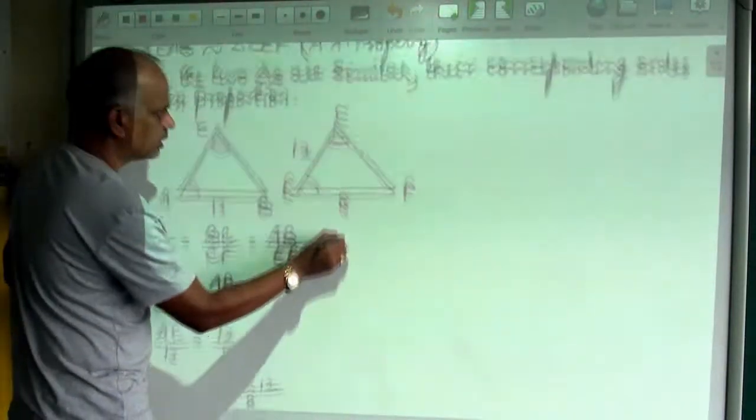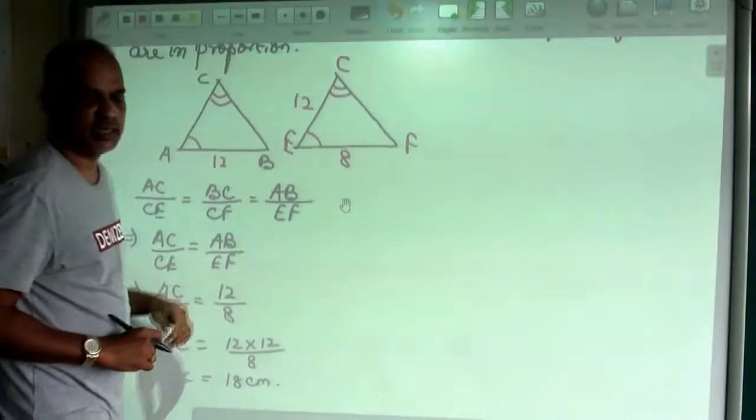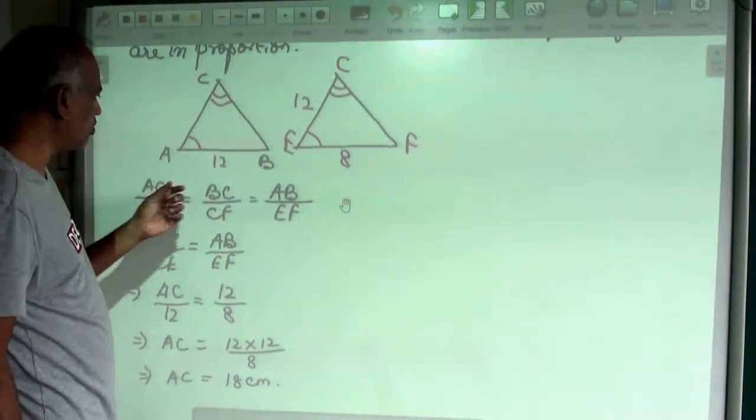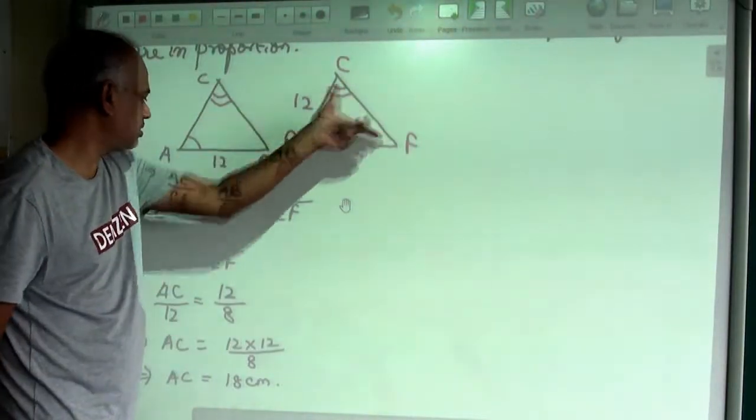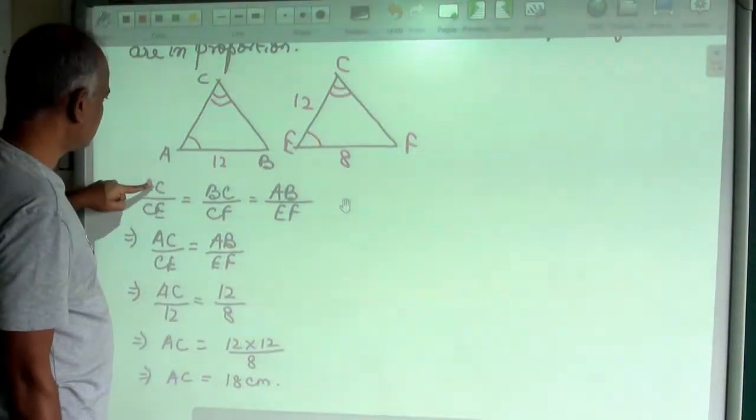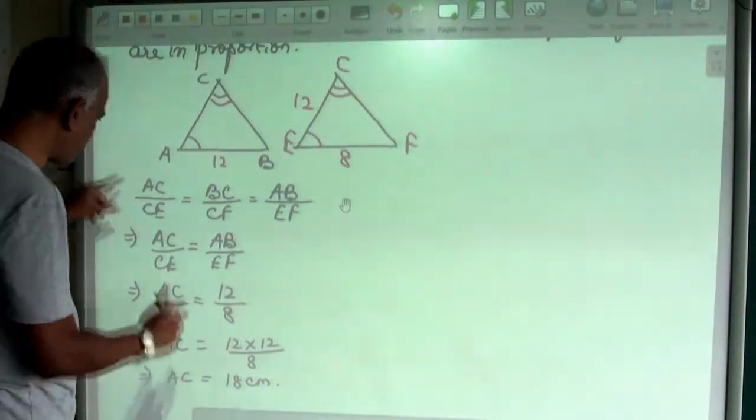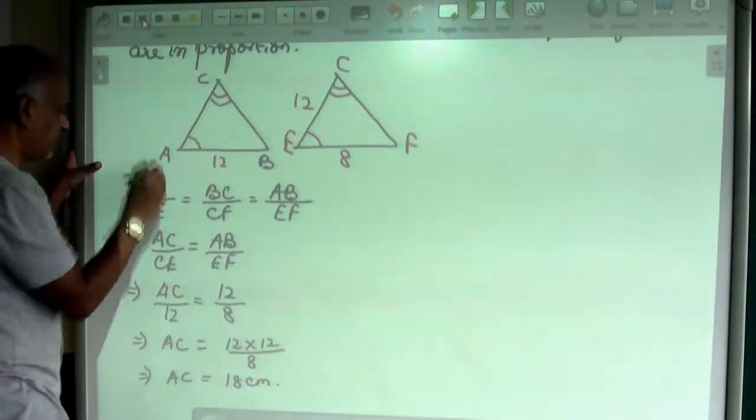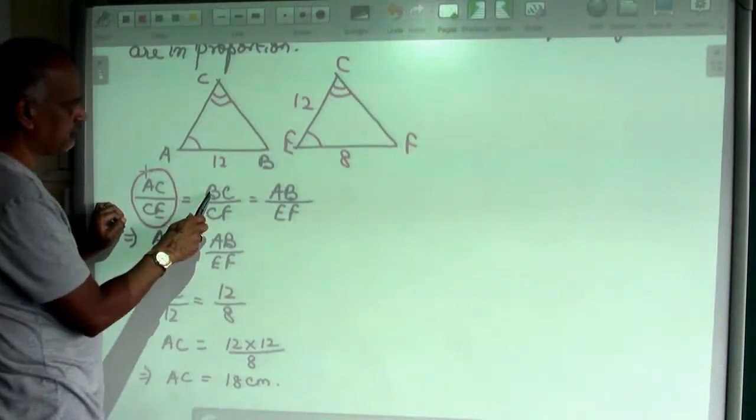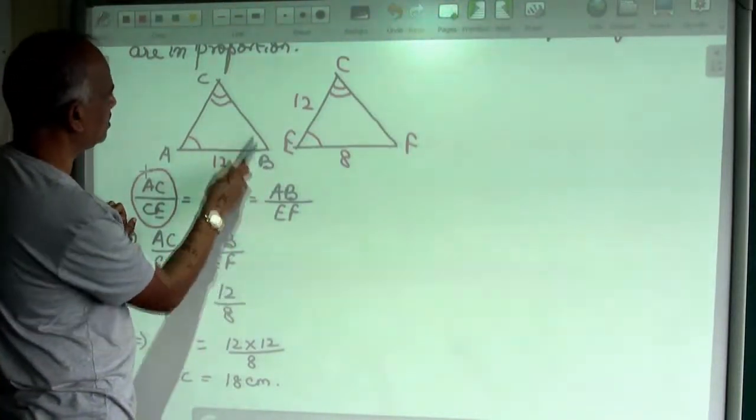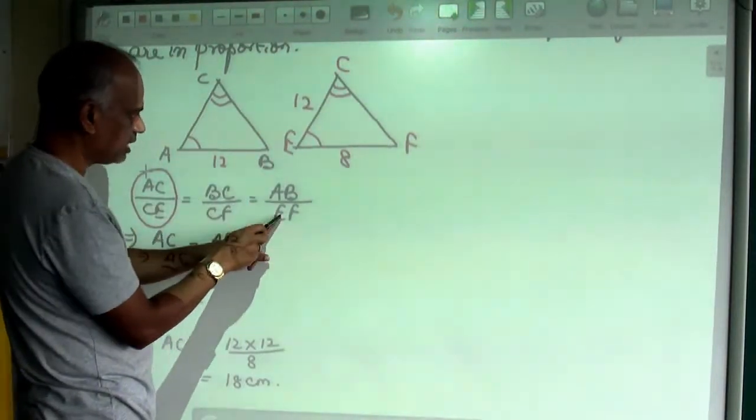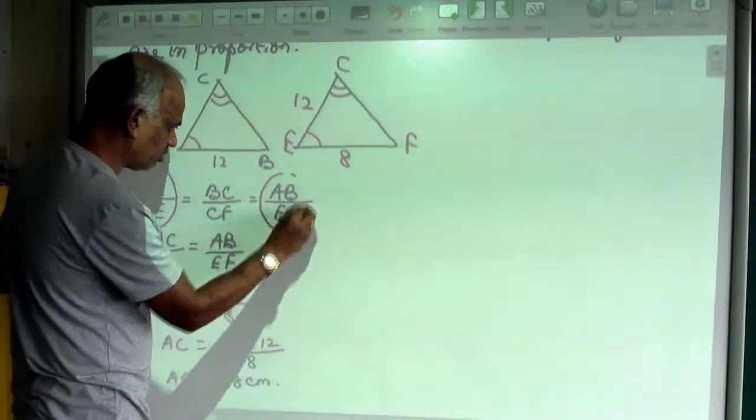Now, you've drawn the two triangles separately, right? Proportionality: AC by CE is equal to BC by CF is equal to AB by EF. AC is what we are going to find, so we have to use this ratio. And out of these two, you have to see which one is known. Is BC known? BC is not known. So we cannot use this. Is AB known? AB is known. EF is also known. So this is the ratio that you are going to take.